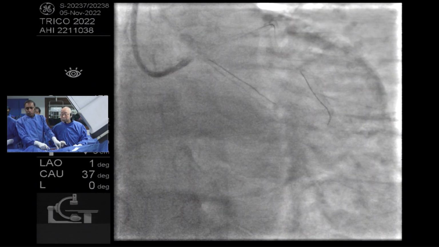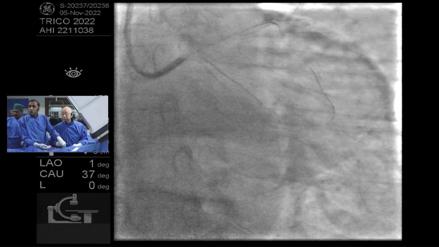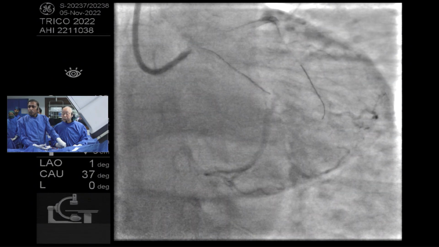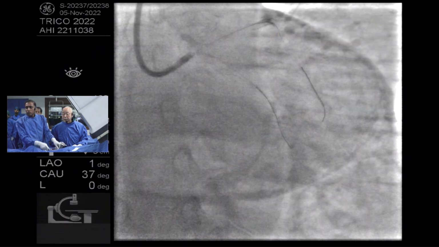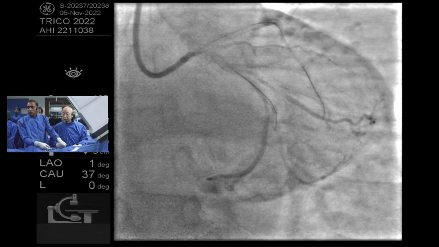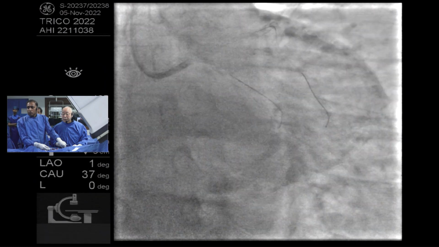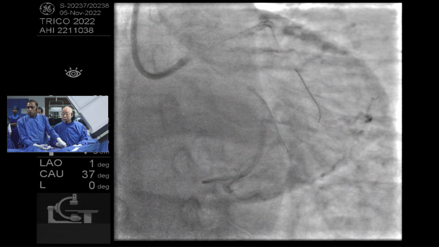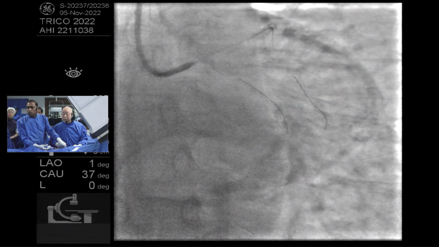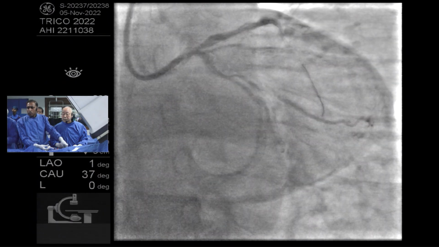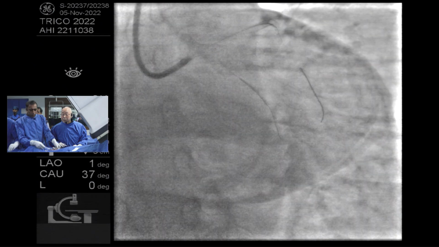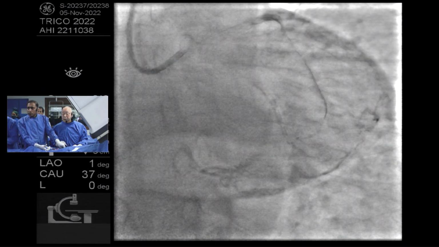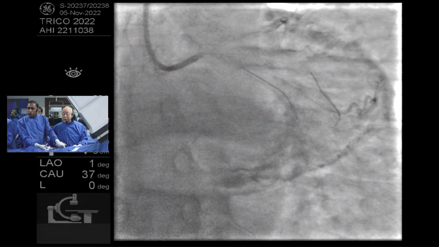Very gently. This one is more difficult than I expected.